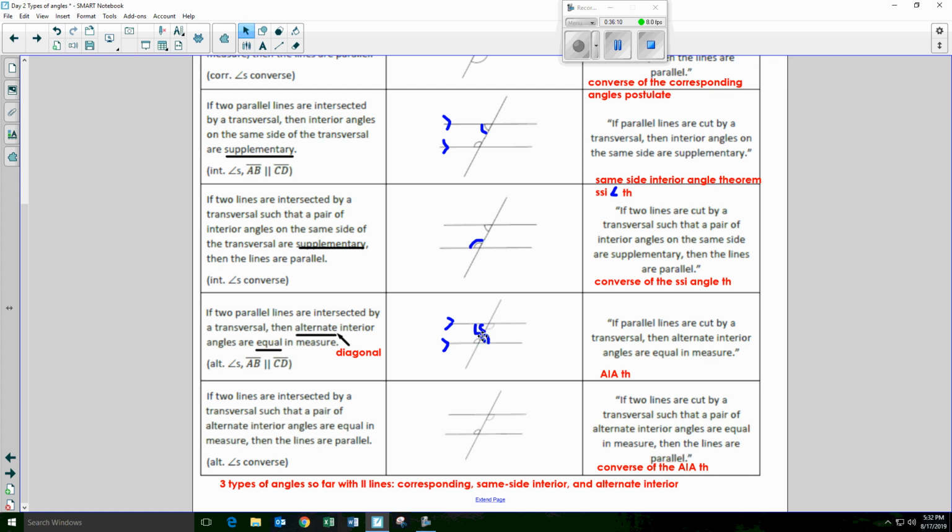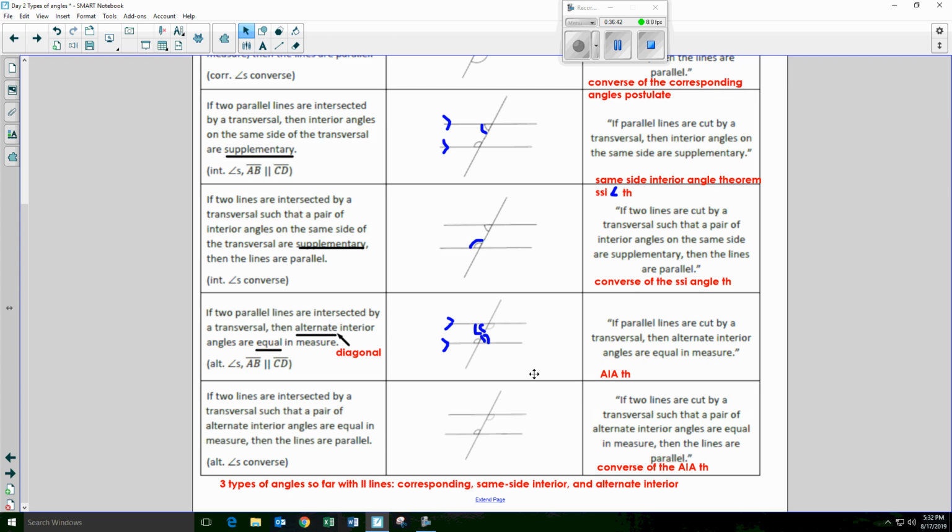So there's one pair, alternate interior angles. Here's my other pair of alternate interior angles. Both alternate means diagonal and they're both interior. Alternate interior angles are equal. So if that's 50 degrees, that's 50. That's 100 degrees, that's 100 degrees. So if parallel lines are cut by a transversal, then alternate interior angles are equal in measure. The name of that theorem is the AIA, alternate interior angles theorem. Alternate interior angles, AIA theorem.